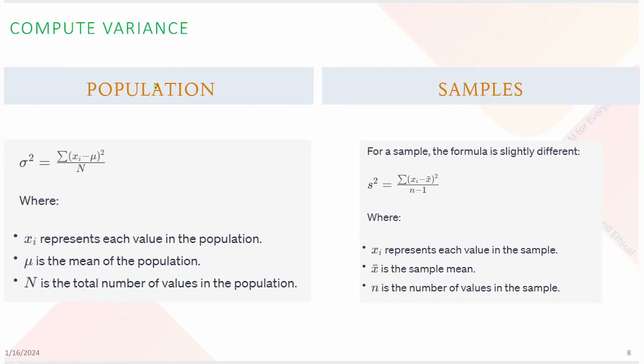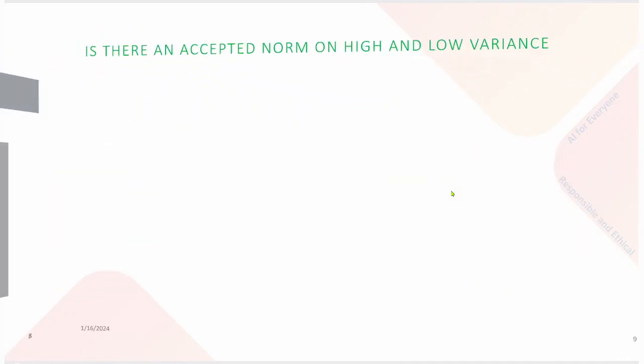You can compute the variance for a population and for a sample. There is a slight difference here: population means the entire data set, with pretty much the same numerator, but the denominator is the total number of samples in the population, whereas in the case of samples it is n minus 1. There is a statistical reason why we divide by n here and n minus 1 there. So that's how we compute the variance.